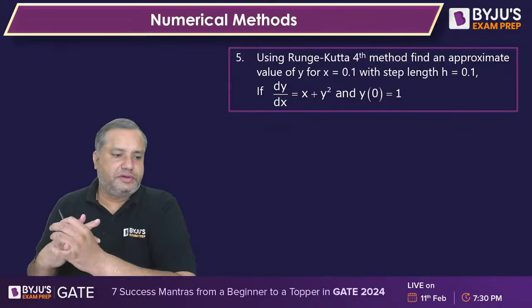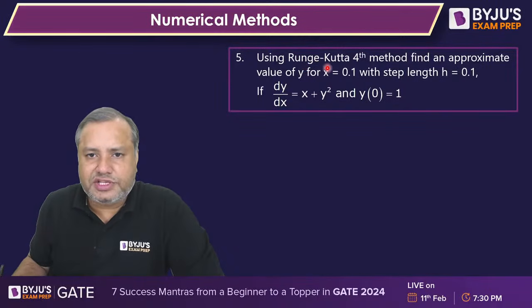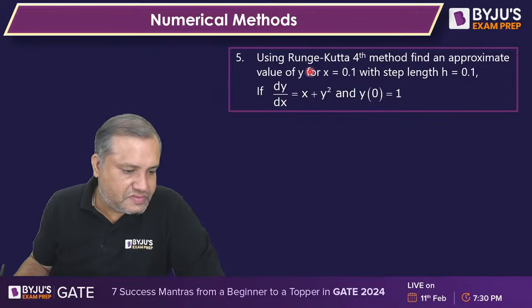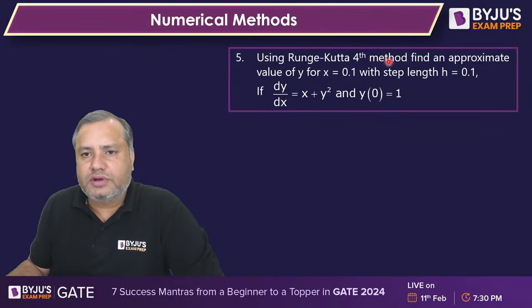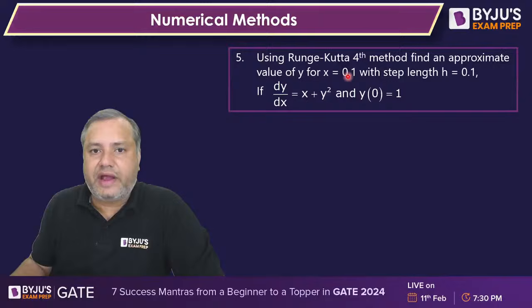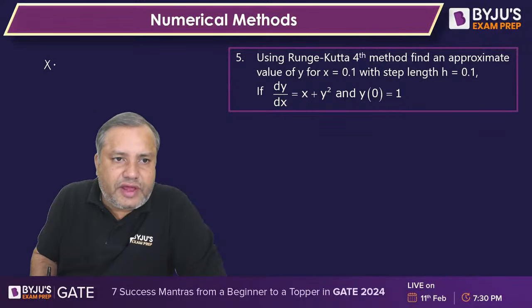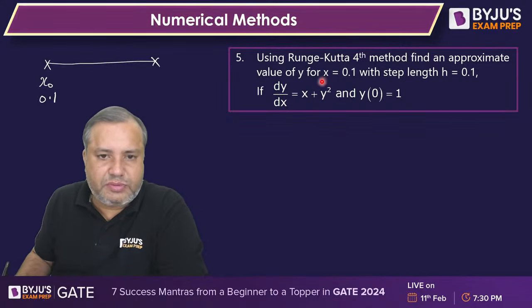So next, in this question, we have to apply the Runge-Kutta fourth order method. Find an approximate value of y for x equal to 0.1. Here the step size is also 0.1. So the number line is very important. Here x naught is given as 0.1.